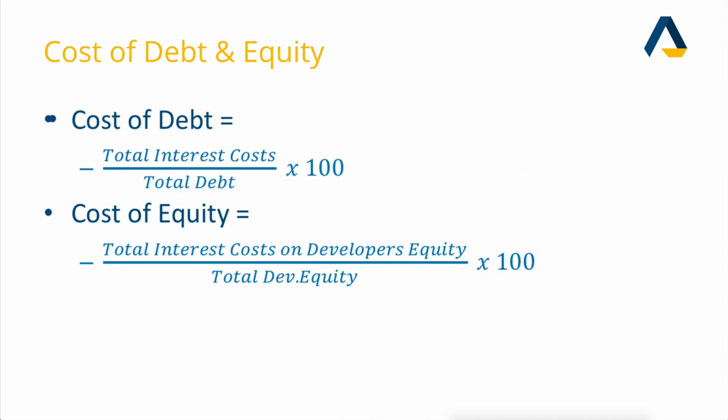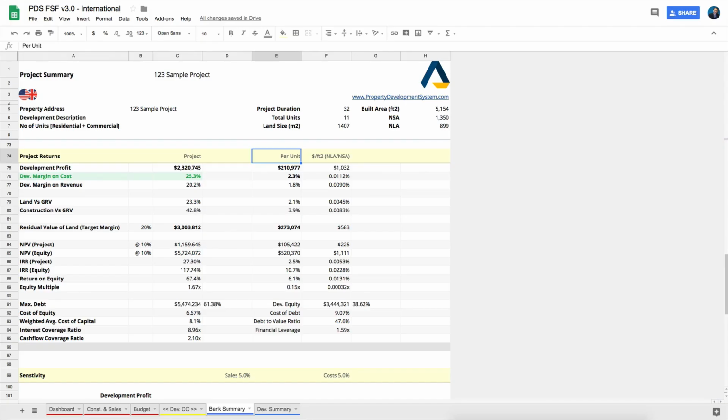So if we go back into our sheet, we look at the cash flow coverage ratio, which is 2.10. We've got the developer's total equity that the developer had to actually put in, which is that much. Then we've got cost of debt, which is 9.07, debt to value ratio 47.6, and the financial leverage, that means how much could I leverage from my own money in order to do this project. So that's what this talks about.